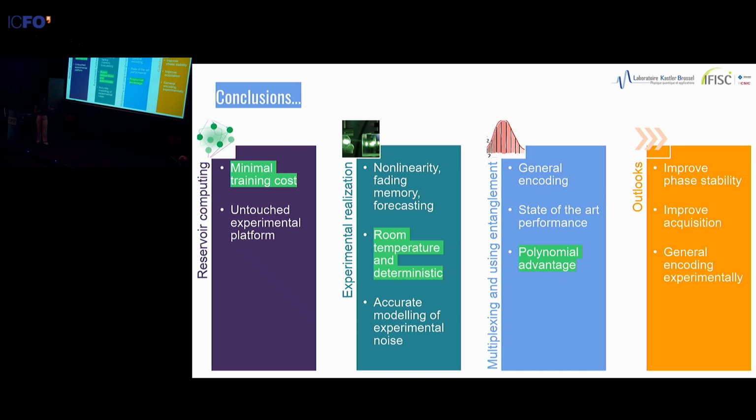And we have an accurate modeling of experimental noise. We showed that we can actually exploit the pulsed light to do this general encoding, where we show that we have state-of-the-art performance and a polynomial advantage with respect to the other classical processes. And of course, we can still improve phase stability of the experiment, the acquisition process, and do the general encoding experimentally.